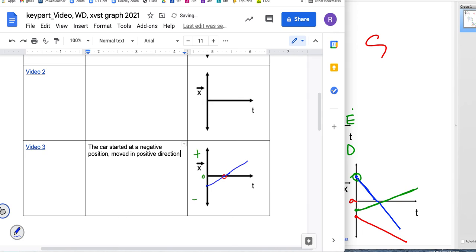And what kind of speed did we have? Was it speeding up, slowing down? Was it stopped? It was moving at a constant speed. How do we know that? Because the speed didn't change. It moved the same distance per unit time, right? And so it moved in a positive direction at a constant speed.